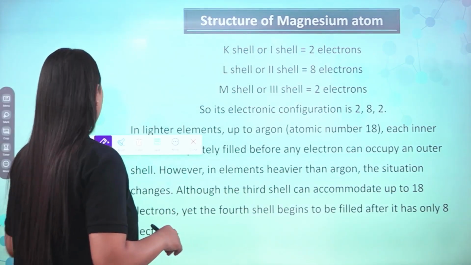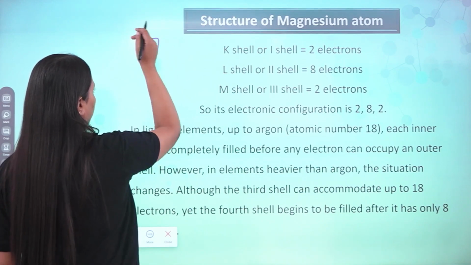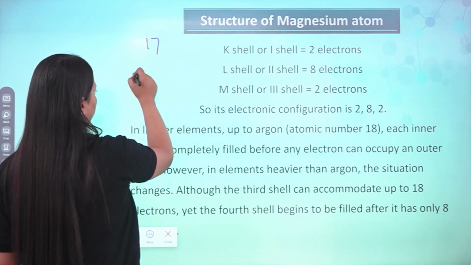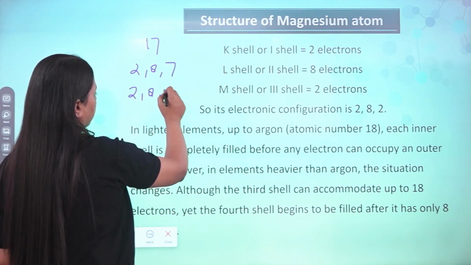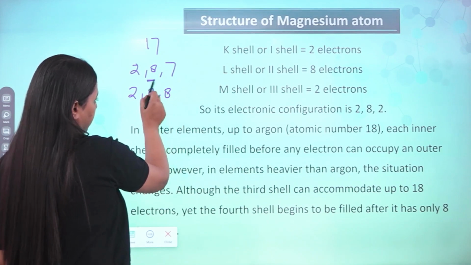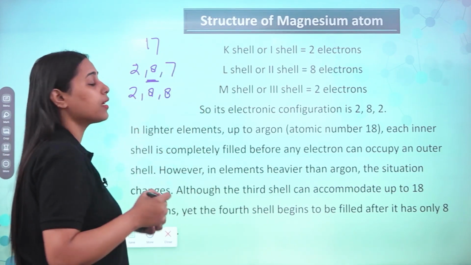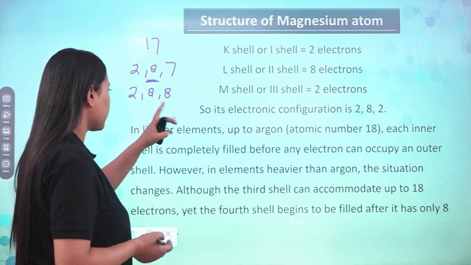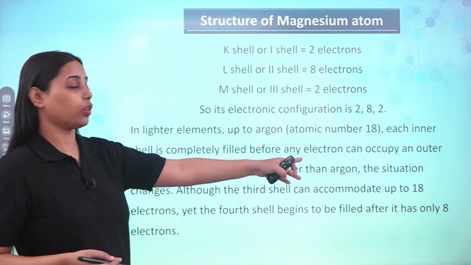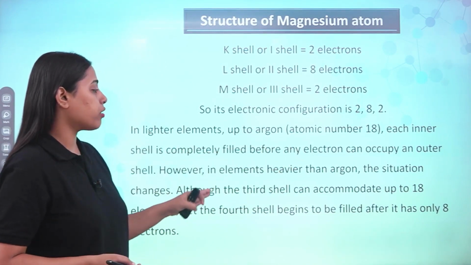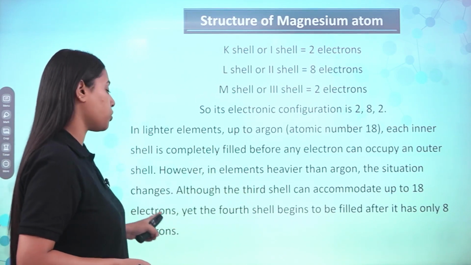Let's see. Before argon 18, it is atomic number 17 for chlorine, so you will write 2, 8, 7, and for argon you are going to write this, right? So the second shell before argon in all the elements is complete, but after argon it is going to change. Each inner shell is completely filled before any electron can occupy an outer shell. However, in elements heavier than argon, more than 18 atomic number, the situation changes.